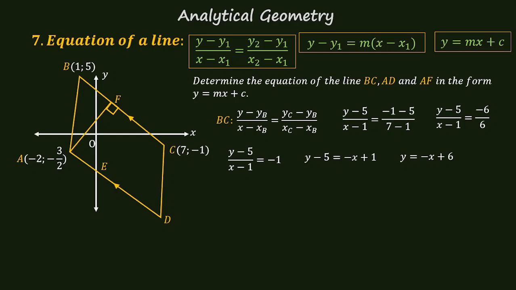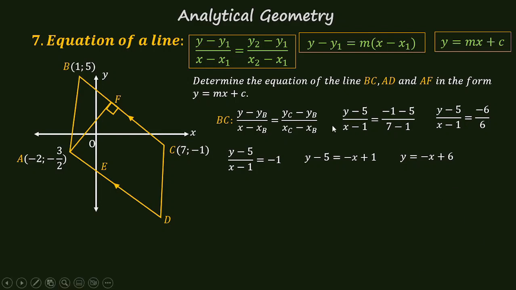Therefore, the equation of the straight line BC, which is given by the 2 points, is y equals minus x plus 6. In other words, the value of the gradient m is minus 1. The value of the y-intercept c is positive 6. So the equation of the straight line BC is y equals minus x plus 6.